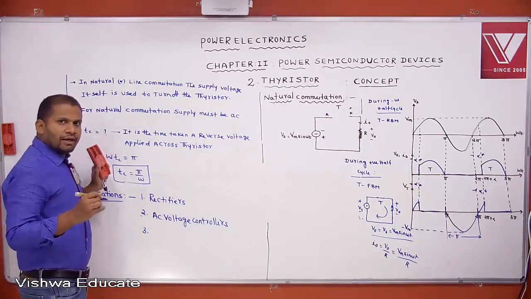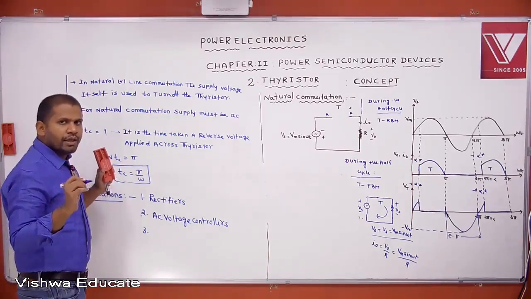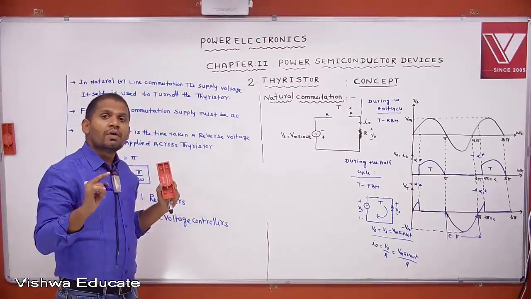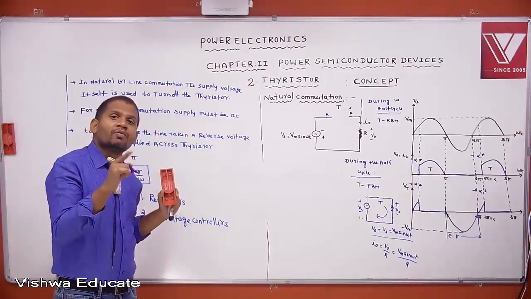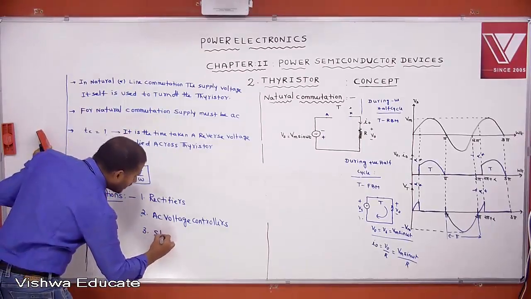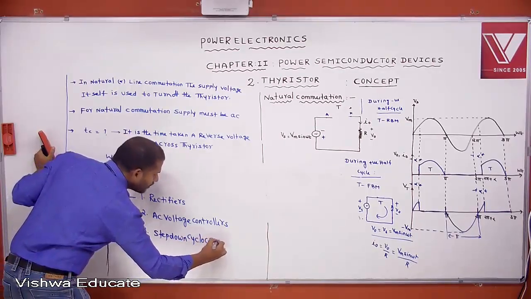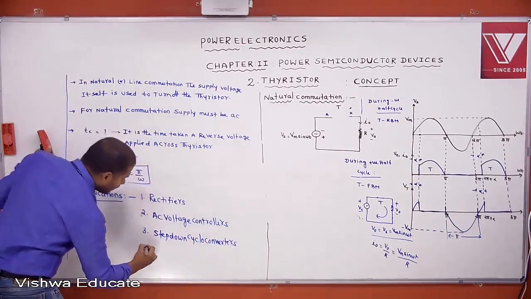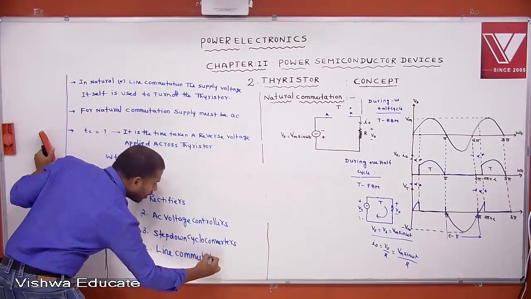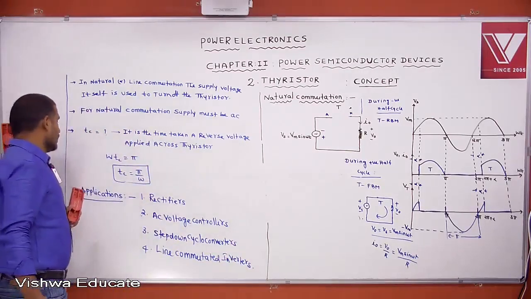Even though in cycloconverters the supply is AC, in step down cycloconverters only natural commutation is used. Even though the supply is AC in step up cycloconverters, we don't use natural commutation, because for step up operation we must employ forced commutation. Then only step up operation is possible. That's why in step down cycloconverters only we can use natural commutation. And line commutated inverters, not the normal inverter; in line commutated inverters we can use natural commutation.